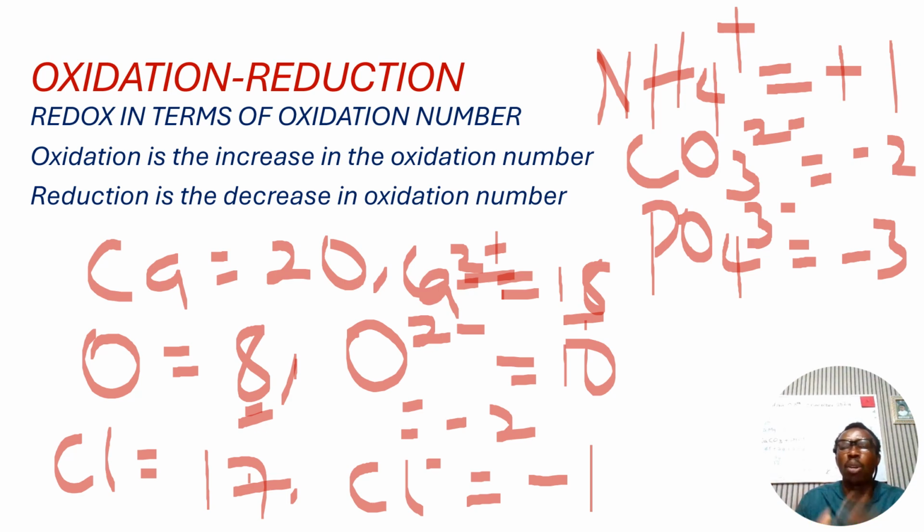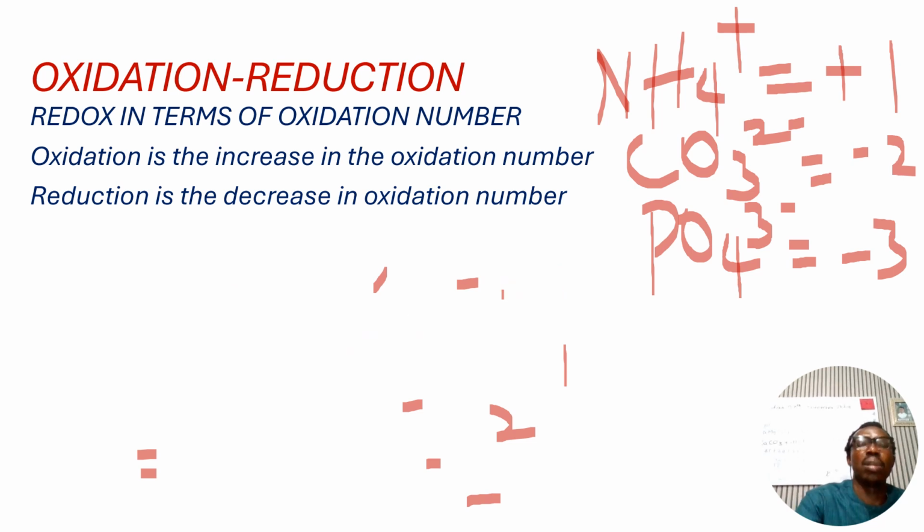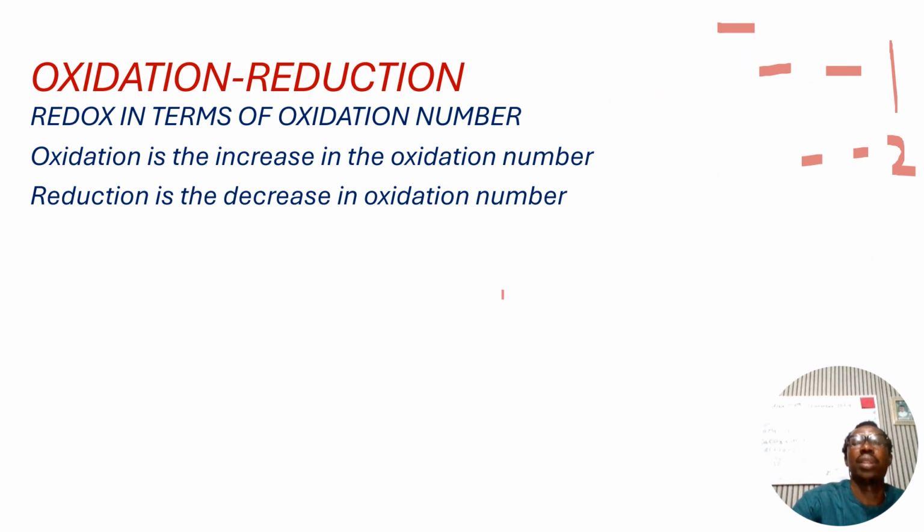The charge, or the combining power of an element, or the number of electrons an atom has to gain or lose in order for it to attain its noble gas configuration. So whenever there's an increase in oxidation number, we talk about oxidation. Oxidation is the increase in oxidation number, while reduction is the decrease in oxidation number. Let's take, for example, a redox reaction. Let me erase this so that I will have enough space.